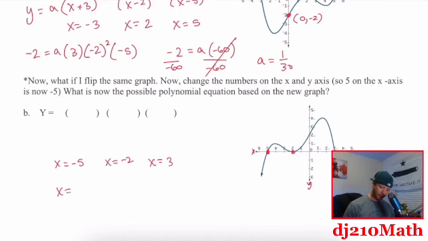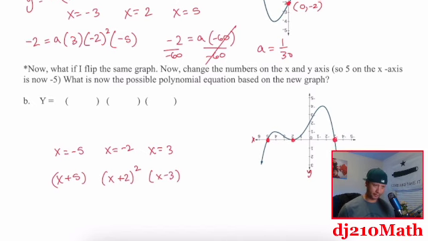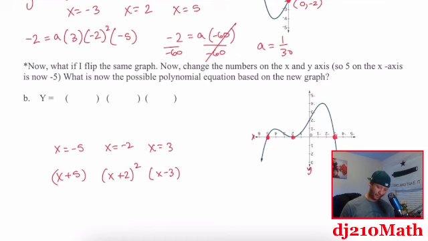So x equals, no, not x equals. X plus 5, x plus 2 squared because of the bounce, and then x minus 3, right, because it's supposed to be positive 3. Can't see it. Okay, then our known point, 0, 2. So when x is 0, y is 2. We're solving for the a value.